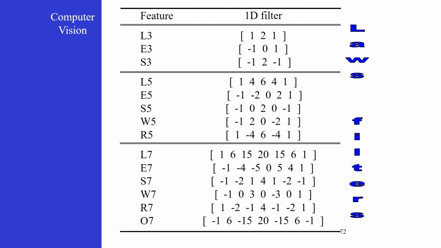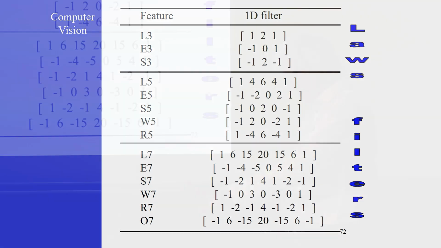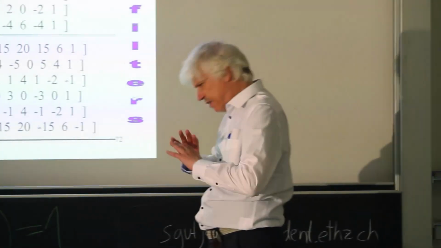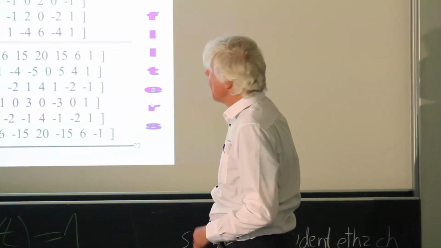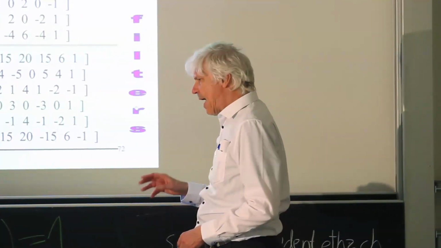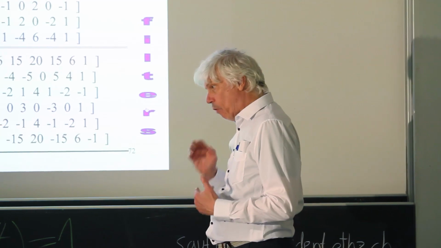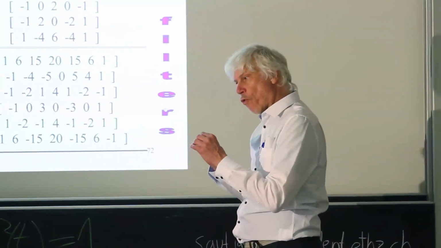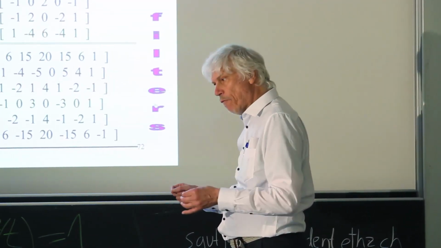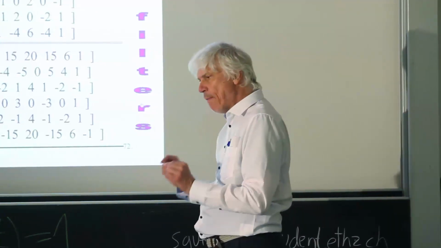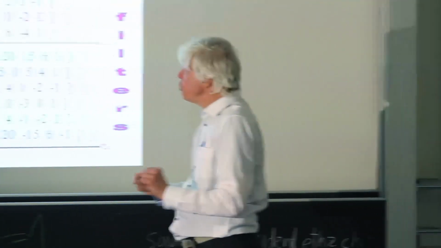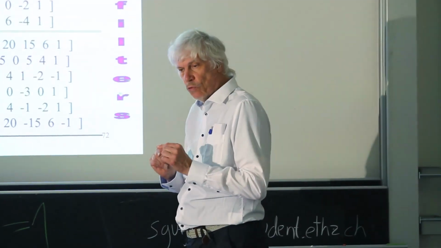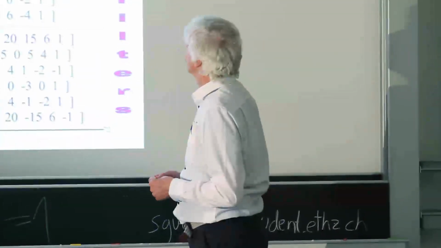What are the Laws filters? Well, Laws filters are predefined. So it doesn't depend on the texture, you always work with the same convolution filters. And they are produced as a convolution of a small row filter and a small column filter. So you have these two one-dimensional convolution filters, which you combine into a two-dimensional convolution filter.